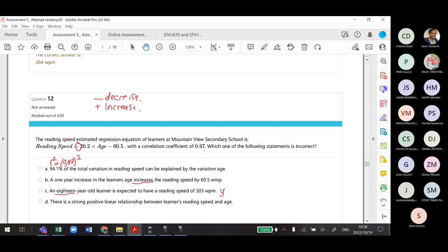So y is the reading speed. So your answer should be 20.2 times 18 minus 60.5. And that should give you, if it gives you that, then it's the answer. Number D, look at the coefficient of correlation and say the direction and the strength. So the strength and the direction of that relationship, does it reflect that? Which one of the following statements is incorrect? A, B, C, or D?